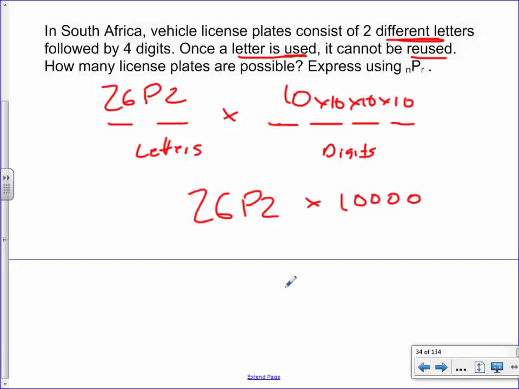Well, then they start doing things like in Alberta, it used to be 3 letters, 3 numbers. And then they started doing things like 3 and 4, or 2 and 4, or 4 and 2, you know what I mean? They just open up new combination possibilities.